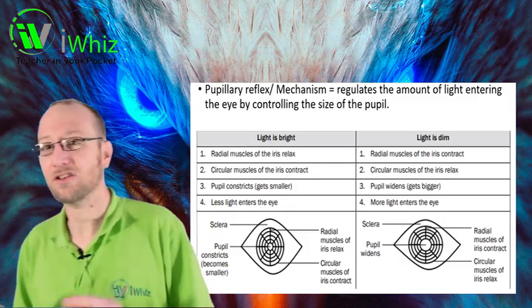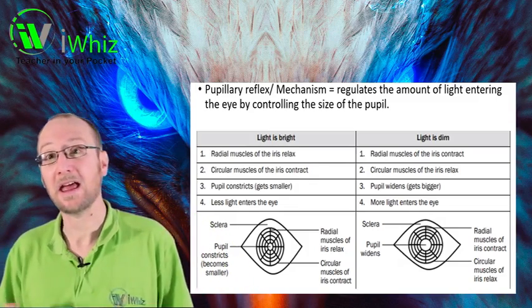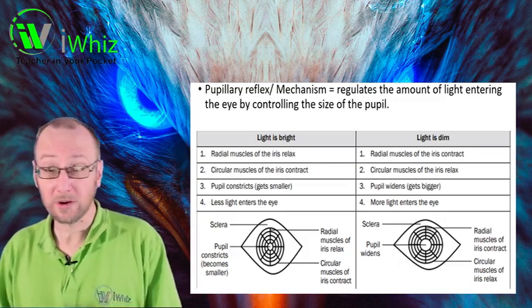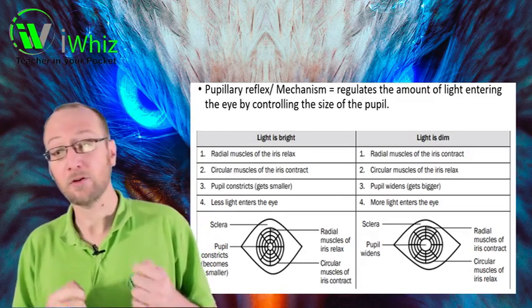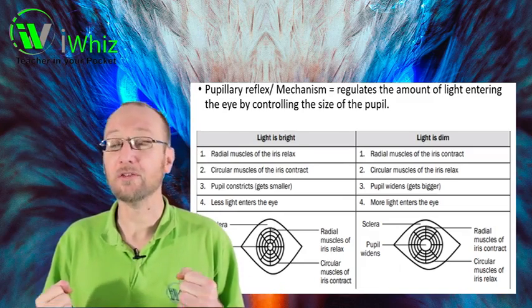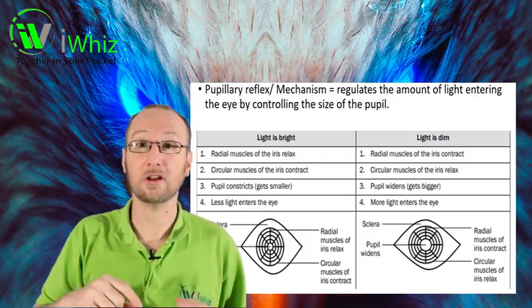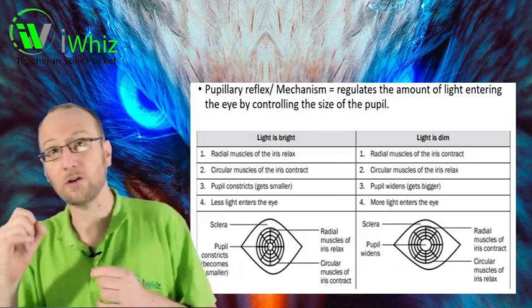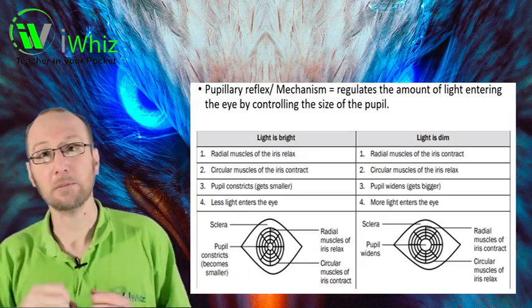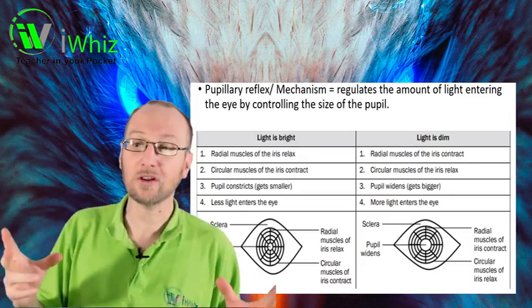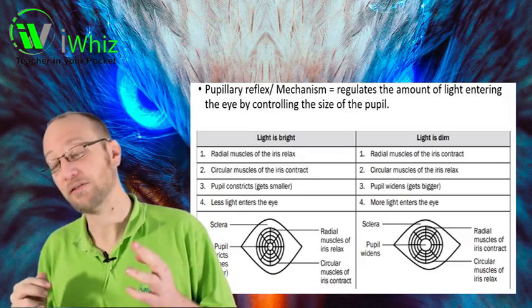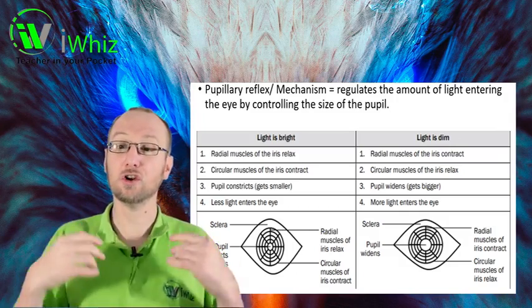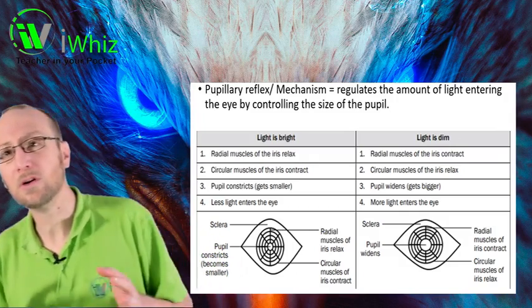But let's say it's dark, load shedding has happened, and you don't have any candles at home. What happens to your eyes now? Well, the exact opposite will happen. First of all, the radial muscles of the iris will contract. They'll get shorter. The circular muscles will relax, so they will become larger. This causes the iris to get smaller, and therefore causes the pupil to get larger. This means that more light can now enter the eye.